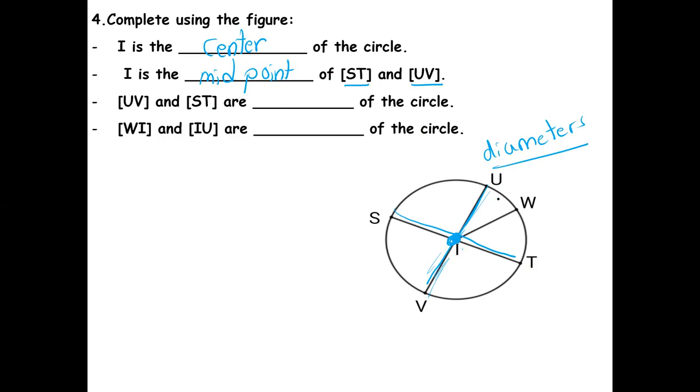UV and ST are what? UV divides the circle in two halves and passes through the center, so it's a diameter. ST is the same: it passes through I and divides the circle in two parts, so they are diameters.